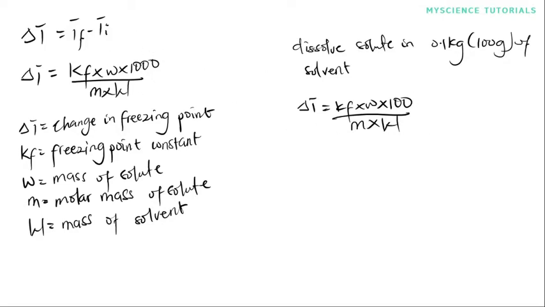So for the 1000, it means we dissolve the solute in 1 kilogram of the solvent. But then where we have the 100, it means we dissolve the solute in 0.1 or 100 grams of the solvent. Alright, now there are some times where Kf, or the freezing point depression constant, can be given to you.